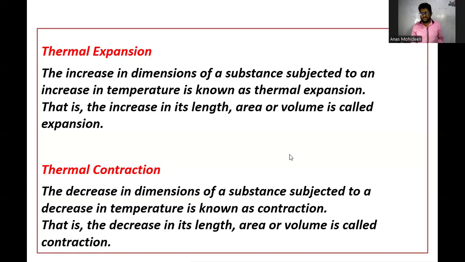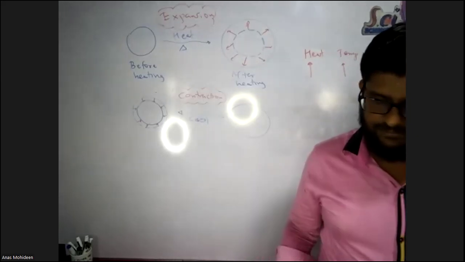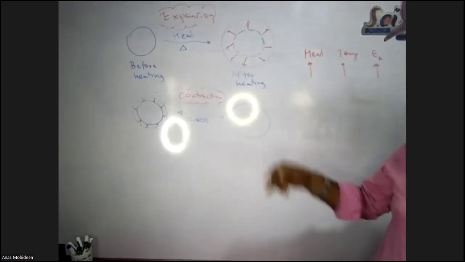The increase in dimensions of a substance subjected to an increase in temperature, that means providing heat, is known as thermal expansion. That is the increase in its length, area or volume. Meanwhile, thermal contraction, the decrease in dimensions of a substance subjected to a decrease in temperature, is known as contraction. That is the decrease in its length, area or volume. Please note this down in your writing book.